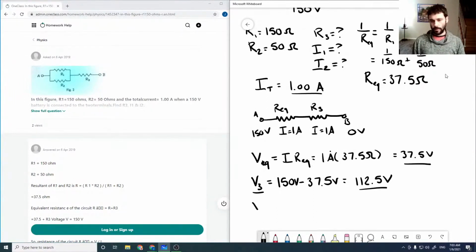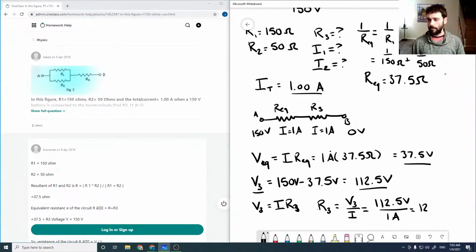And so now we can say through Ohm's law that our R3, I really want to make that a B, that our R3 is our V3 over our I, which is 112.5 volts over 1 amp, which is 112.5 ohms. Okay, so there's our R3.